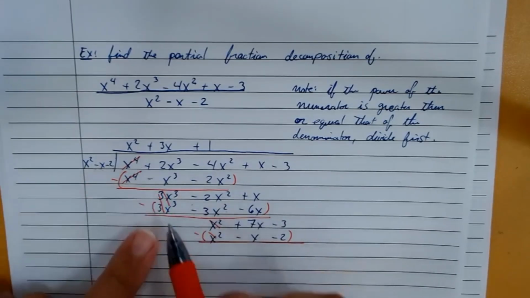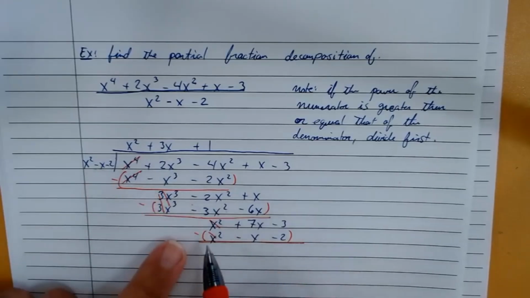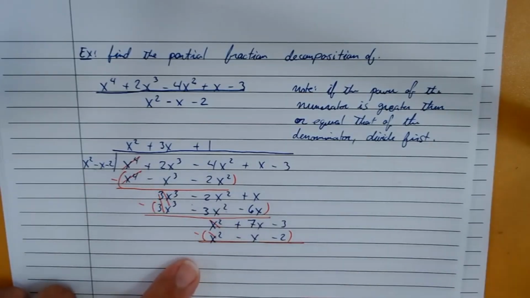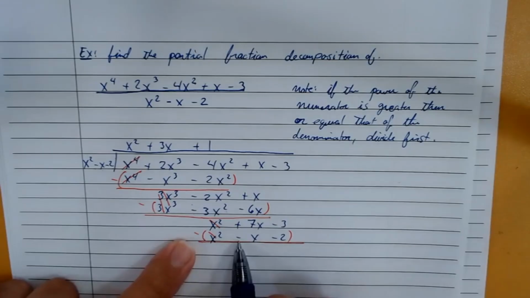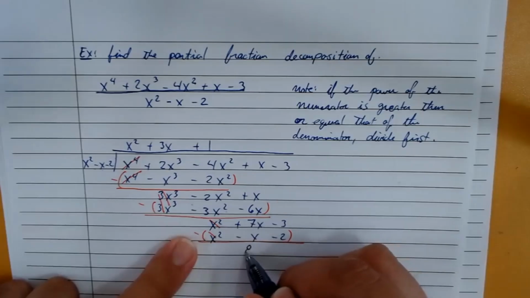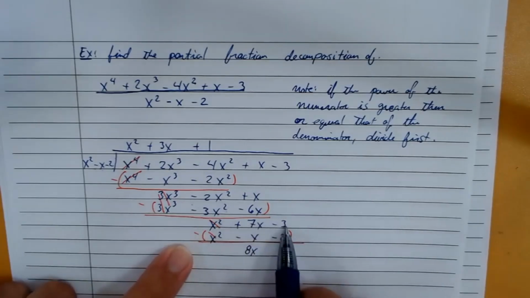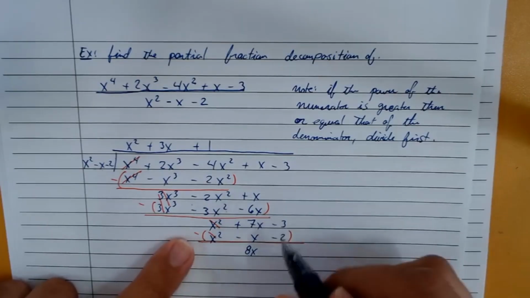And again, at every stage, that first term should go to 0. If not, we did it wrong. Here we have minus a minus, so that's plus. 7x plus x, that's 8x. And then negative 3 minus a minus, okay, negative 3 plus 2 is negative 1.